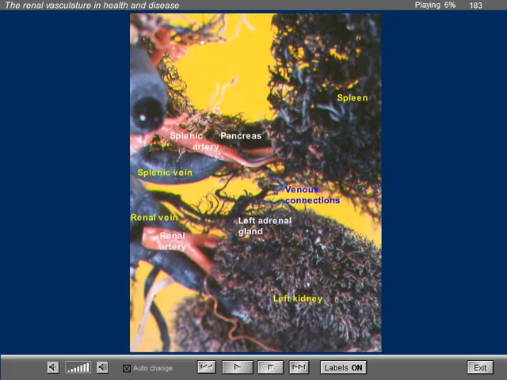This is a close-up of a cast corrosion preparation showing the proximity of the splenic vein to the renal vein. Also note that there are venous connections between the tail of the pancreas, the upper pole of the left kidney, and the left adrenal gland.